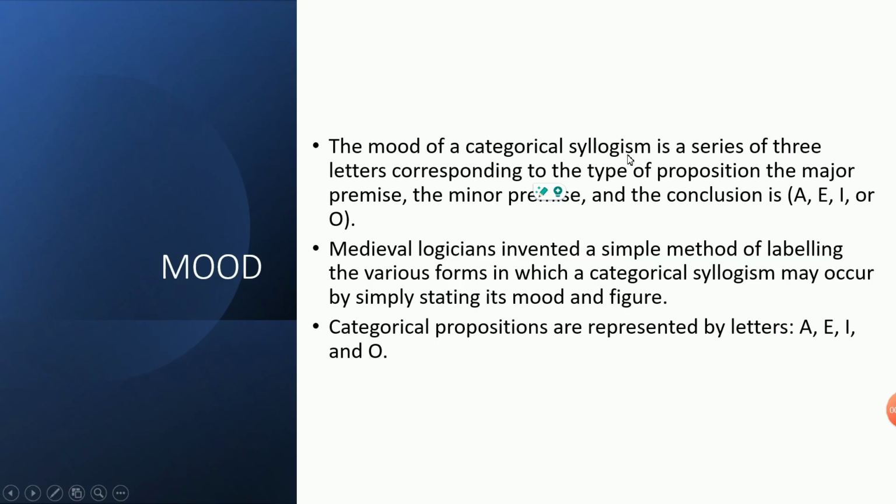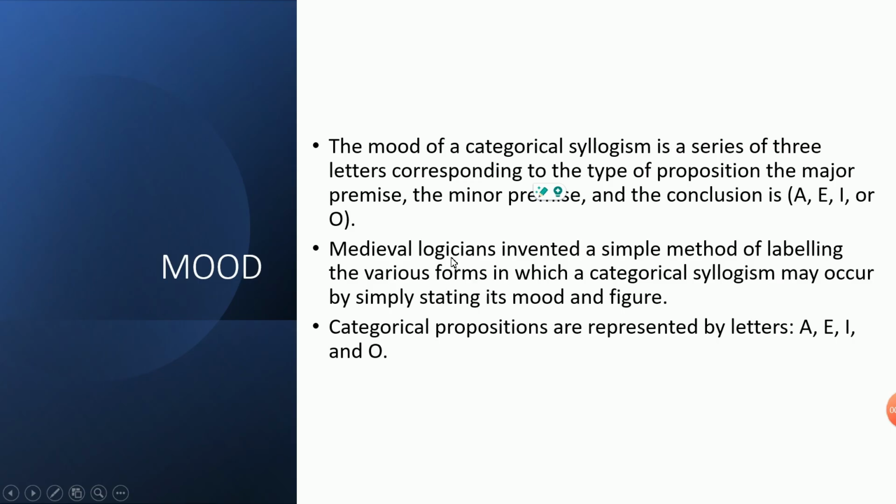Actually it is a continuation from yesterday's topic. So the mood of a categorical syllogism is a series of 3 letters corresponding to the type of proposition. So the 3 would be major, minor and the conclusion. So the 3 letters are A, E, I or O. So any letter might be denoting something.